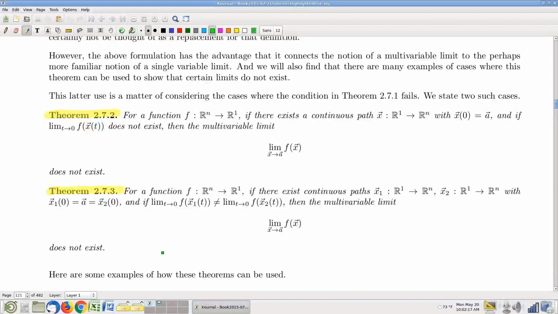Okay, so here's where we were last time. We were talking about limits, multivariable limits, and trying to figure out how to relate this to our existing understanding of single variable limits.